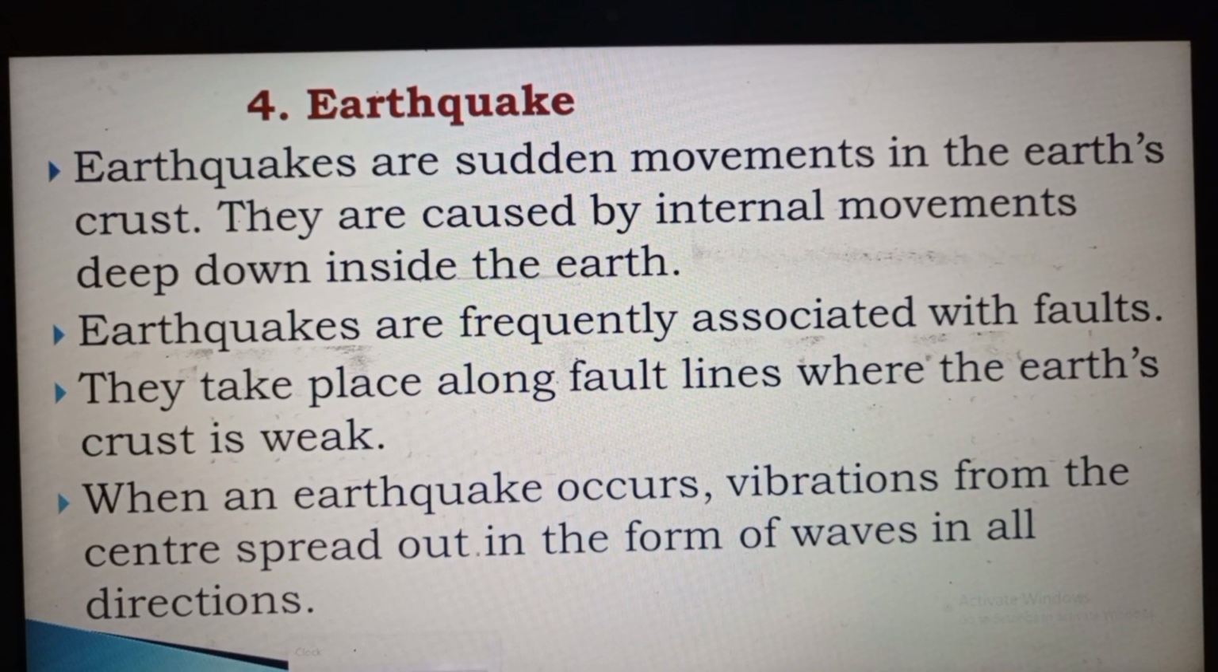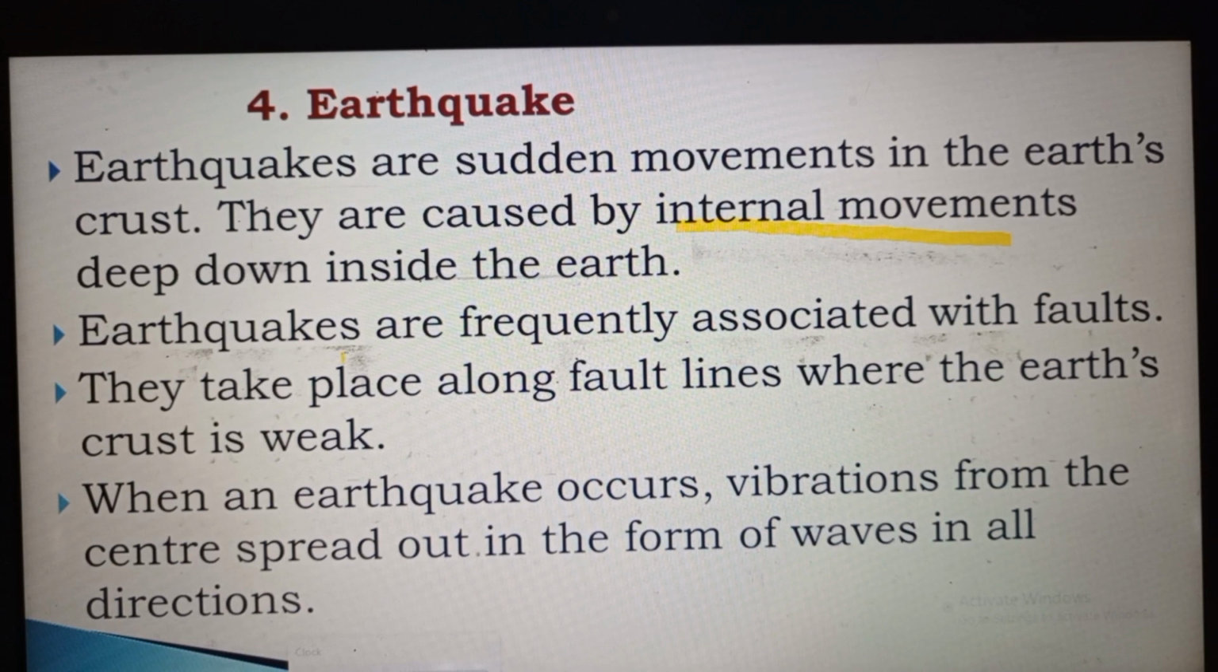Now let us see earthquakes. Earthquakes are sudden movements in the earth's crust. Earthquake is one of the internal forces which can change the external part of the land surface. They are caused by internal movements deep down inside the earth.